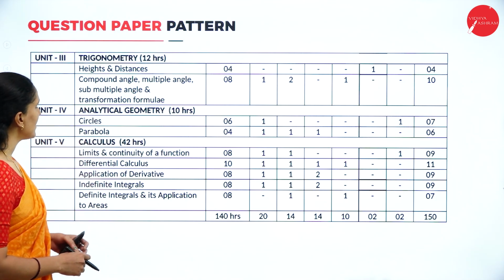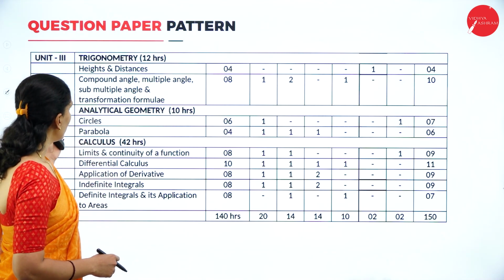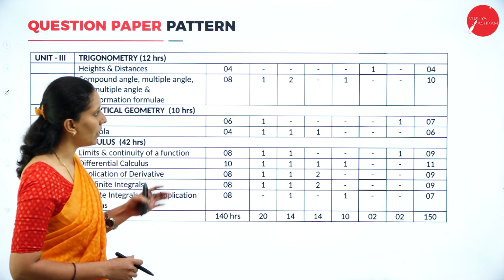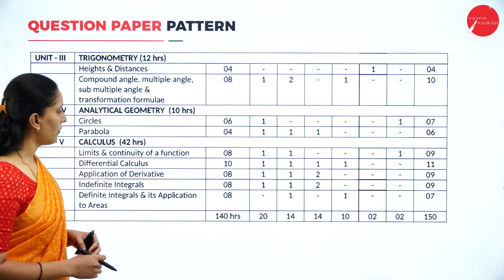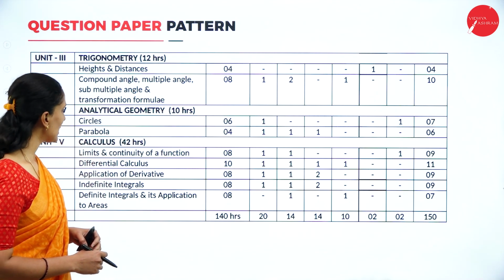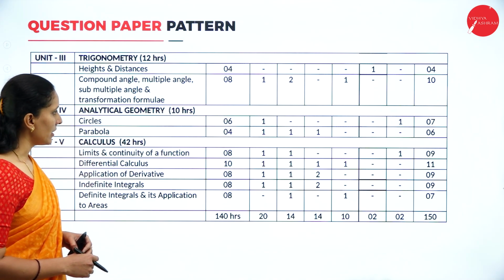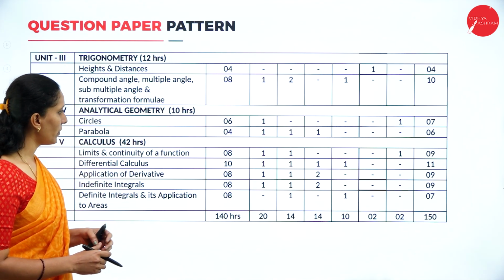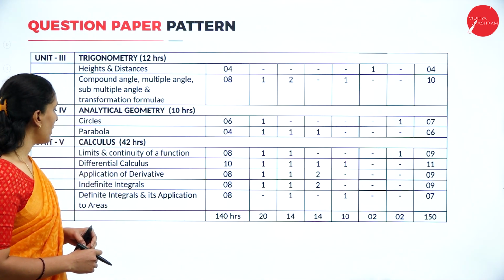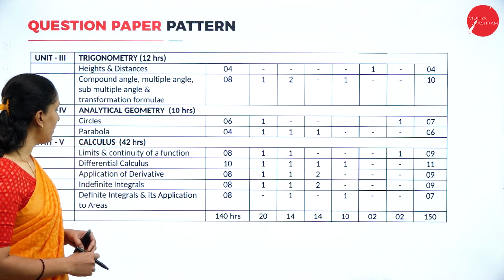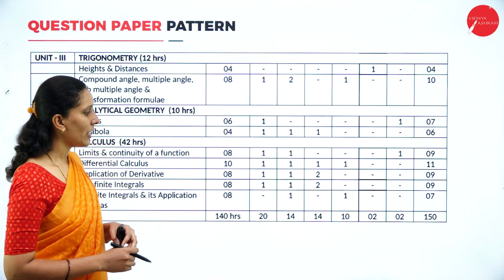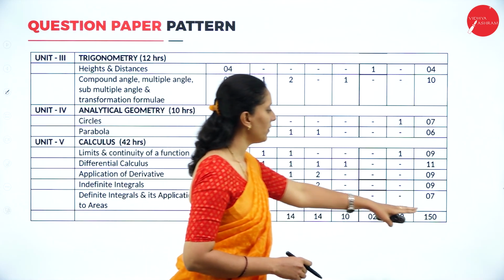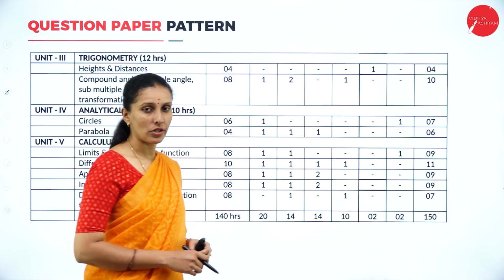Next you have heights and distances for 4 marks, and trigonometry, that is compound angle, multiple, submultiple and transformation formula, for 10 marks. Circles you have for 7 marks, parabola 6 marks, limits and continuity 9 marks, differential calculus for 11 marks, application of derivatives 9, indefinite integrals 9, definite integrals and its application towards areas is 7 marks. So in total they will set 150 marks from each individual chapter.